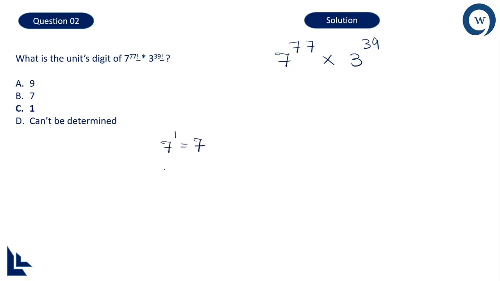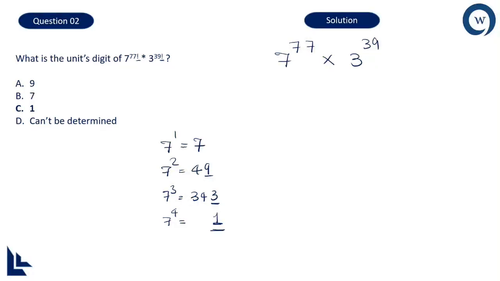The unit digit is 7, right? And what is 7 square's unit digit? That is 9. What is 7 cube's unit digit? That is 343 is the value, and then you get 3 in the units place, and 7 to the power 4, I don't know, but I know the units digit is 3 into 7, right? Which is 21, last digit is 1.